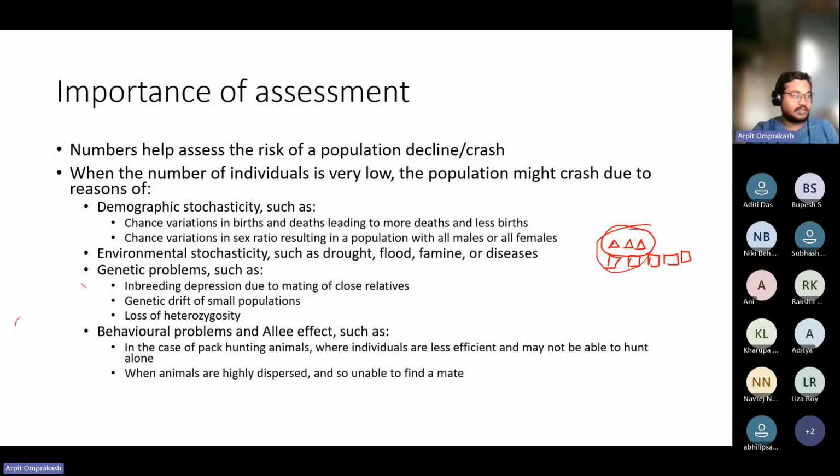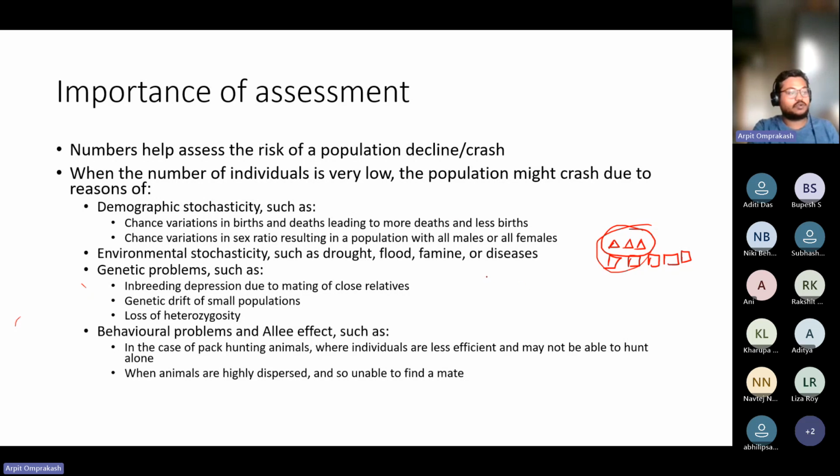But the scientist Allee also pointed out that if the number of individuals is very low, then some functions that these individuals carry out as a species or as a group might not be happening properly, thus leading to a decline in their population. So, for example, we can take the case of pack hunting animals such as wolves. Let's say there are two populations of wolves.